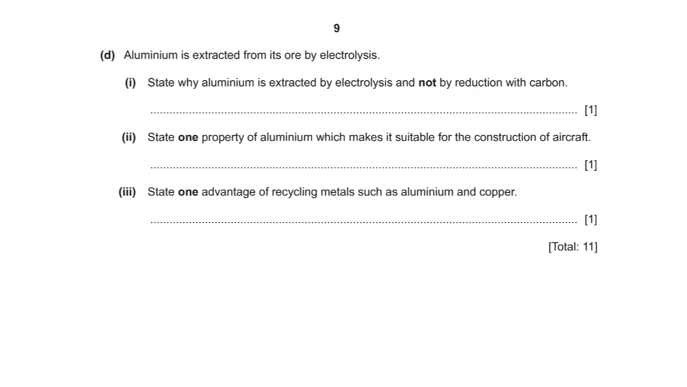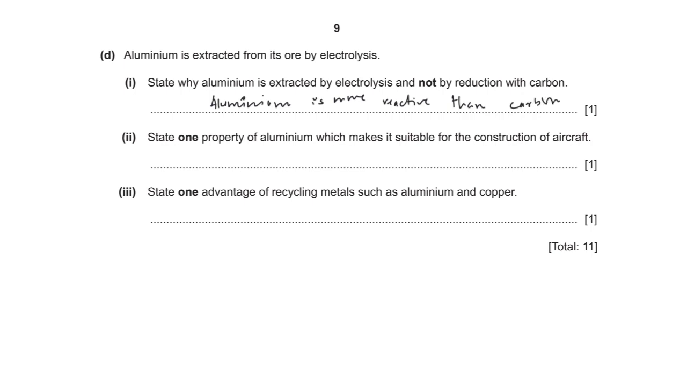Aluminium is extracted from its ore by electrolysis. Suggest why aluminium is extracted by electrolysis, not by reduction with carbon. Aluminium is more reactive than carbon, so it cannot be reduced with carbon. Carbon cannot displace aluminium. So you will write the same, that aluminium is more reactive than carbon.